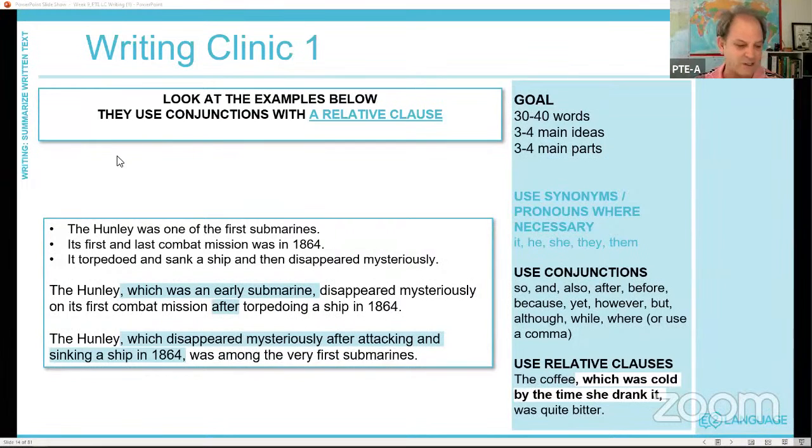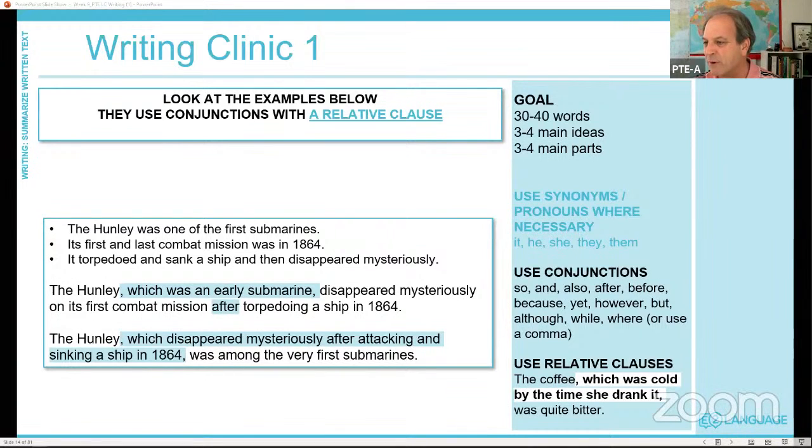So it reads like this. The Hunley, which was an early submarine, disappeared mysteriously on its first combat mission after torpedoing a ship in 1864. So we can see that we could leave it out, but if we leave it out, we don't have as much detail. Now, when we put it in, it also signals that we can control our sentence grammatically. So it's a very good thing to practice and to use.